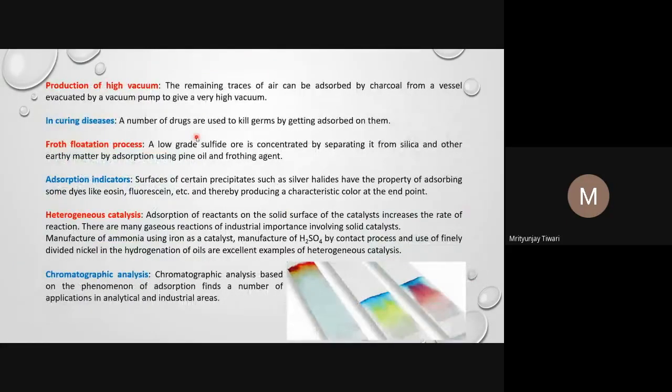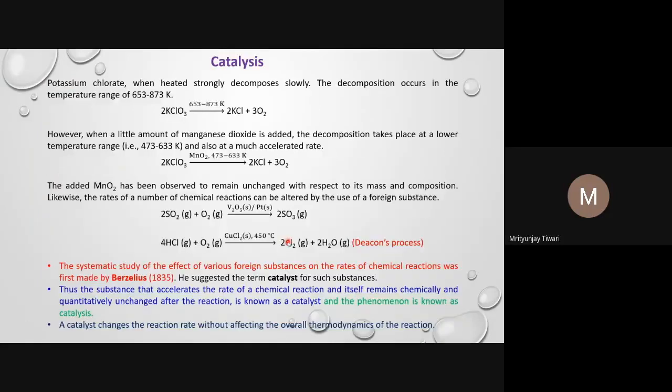In the production of high vacuum, the process of adsorption is used. In curing diseases, and in the froth flotation process, which we will also see later in metallurgy. Then the adsorption indicators. The example we have seen is heterogeneous catalysis. This heterogeneous catalysis we will see in more detail in today's lecture, and then chromatographic analysis as well. We have seen these examples where the phenomenon of adsorption is being used for a particular application. Now let us study catalysis.